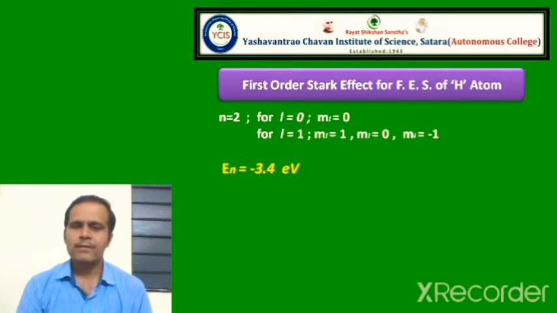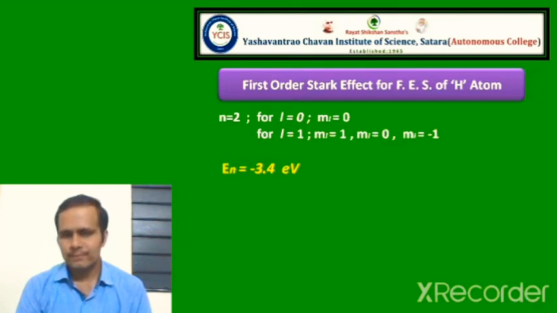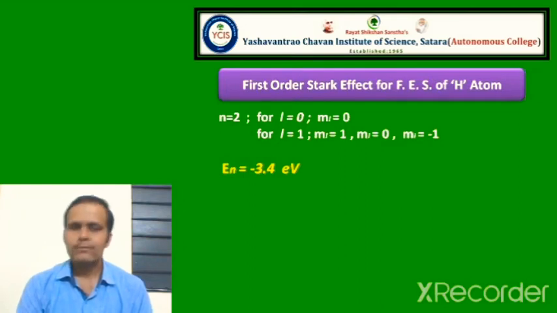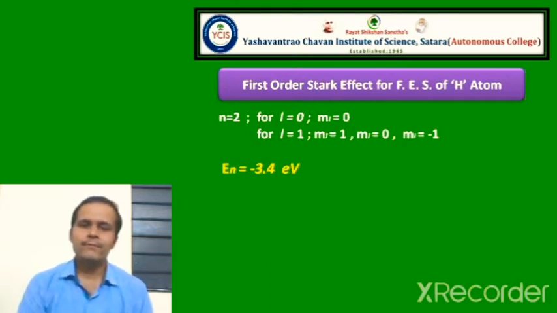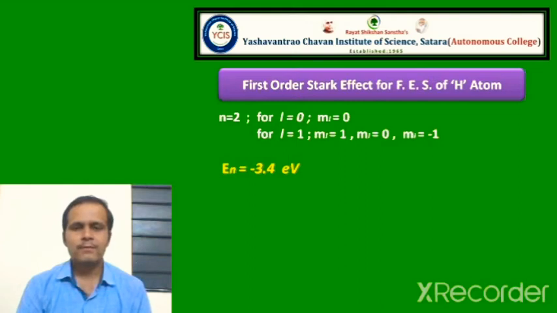So for each value of L, there are ml values. For L equal to 0, ml value is 0. For L equal to 1, ml values will be 1, 0, minus 1. So now we have the various states, and each state has energy minus 3.4 electron volt. This is energy for n equal to 2, minus 3.4 electron volt.